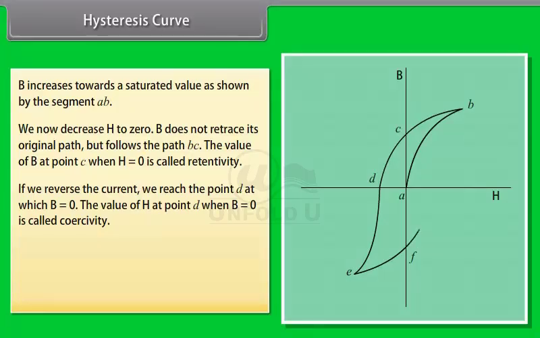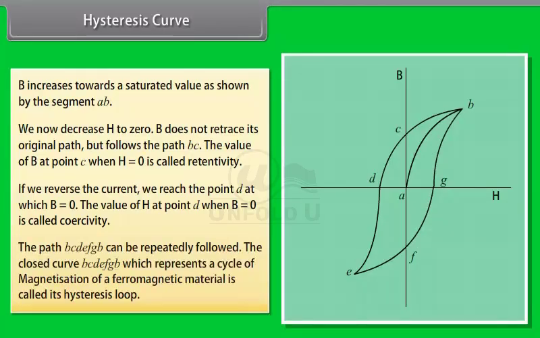If we increase the current, B again gets saturated value at point B. The path BCDEFGB can be repeatedly followed. The closed curve BCDEFGB, which represents a cycle of magnetization of a ferromagnetic material, is called its hysteresis loop.